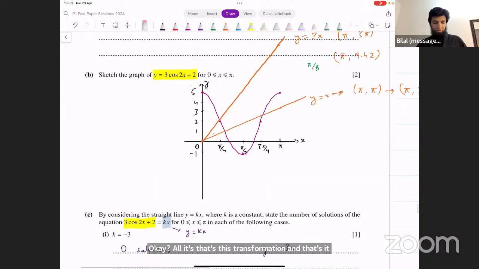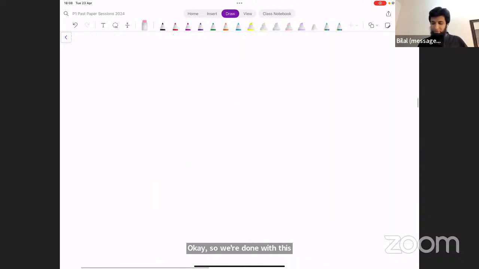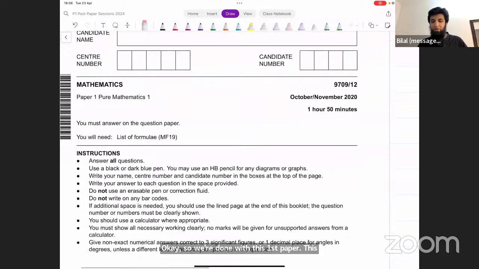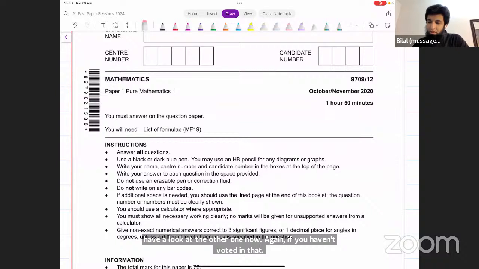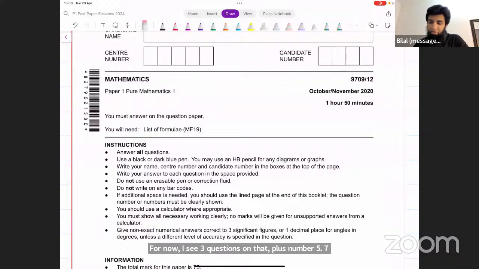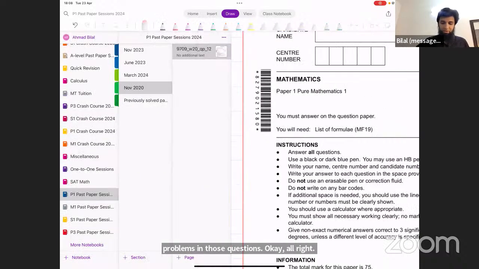Okay. So we're done with this first paper. This was November 2020 paper 1, variant 2. Let's have a look at the other one now. Again, if you haven't voted in that other poll yet, please do that. For now, I see 3 questions from that. Question number 5, 7, and 11. If there are any other questions as well, do let me know by voting there. So I see how many people have problems in those questions. Okay, all right. Let's move on to the next paper now.